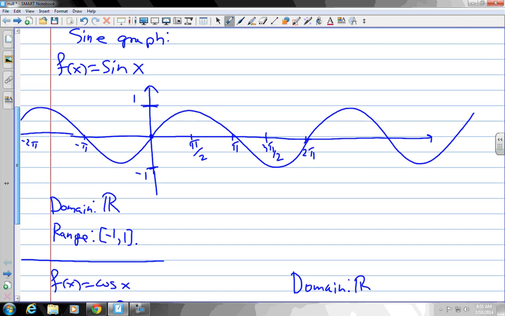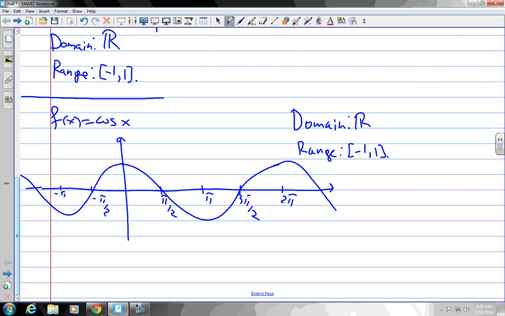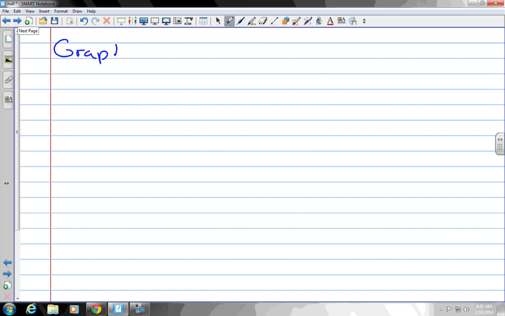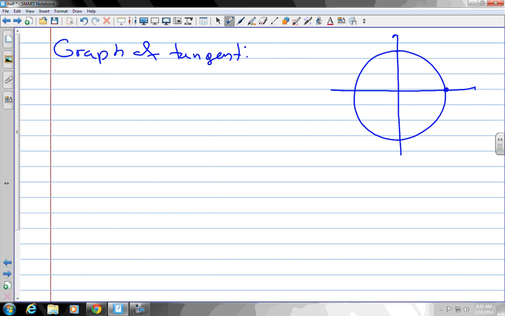So, all right, let's get the other two. Let's do tangent, cotangent, and eventually we're going to do secant and cosecant. But let's do the graph of tangent. And I'm going to use the unit circle again to produce the graph of tangent. So let's make our unit circle. So what are our points there? Is that fair? Okay.